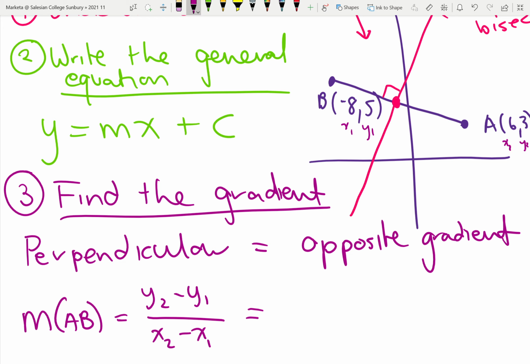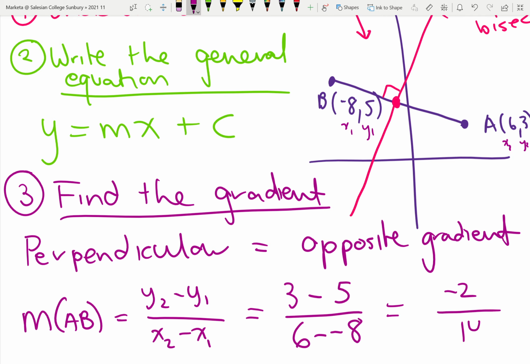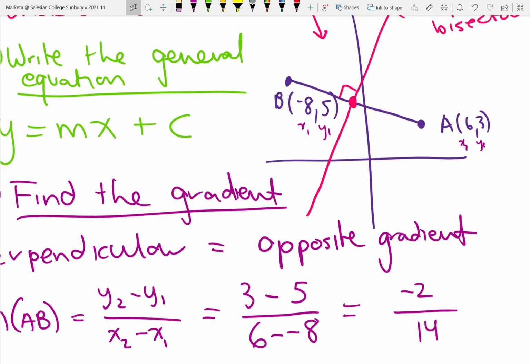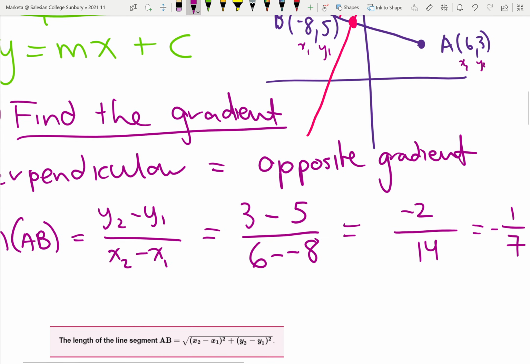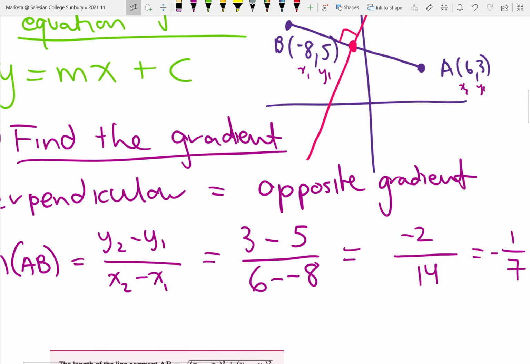So again, I'm labeling them so that there's no little silly mistake that then causes the whole thing to be wrong. So y2, 3, minus y1 is 5, over x2 is 6, minus, now be careful here, it's a double negative. So minus negative 8, so that's going to be plus 8. So 3 minus 5 is negative 2, over 6 plus 8 is 14. So this gives us negative 1/7.